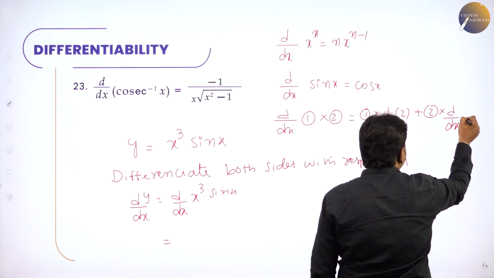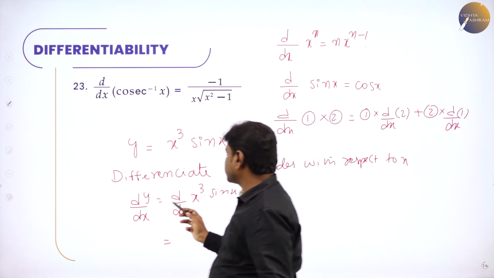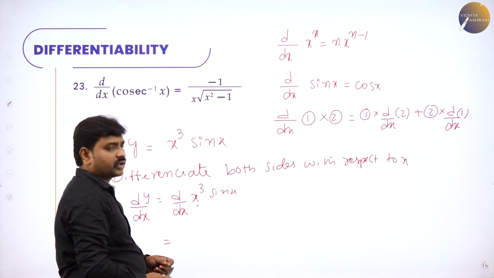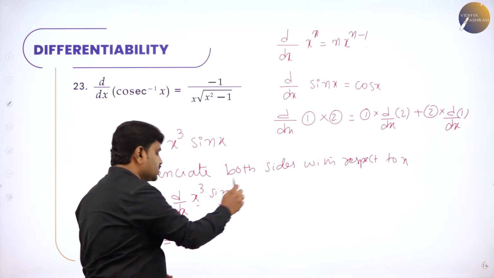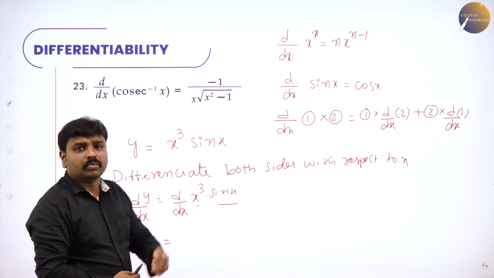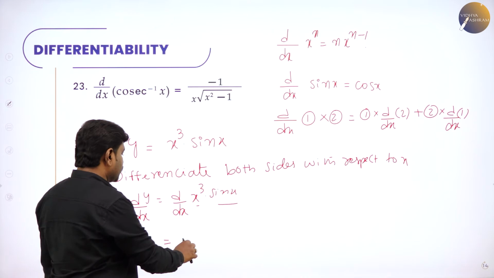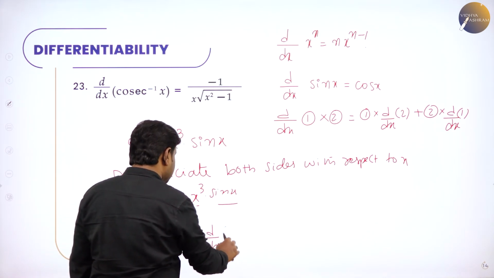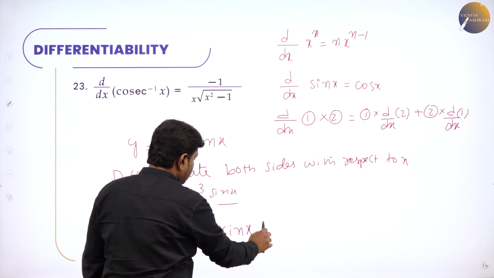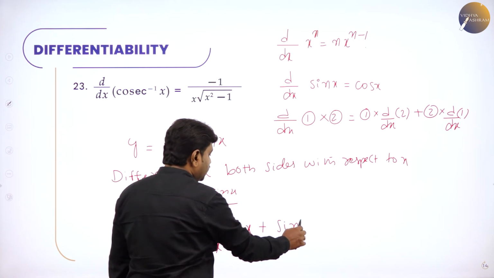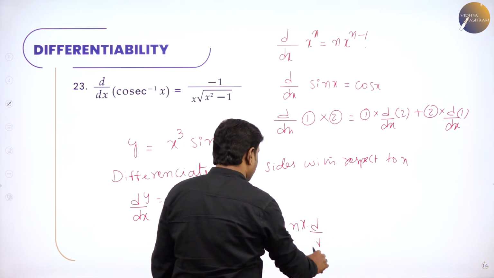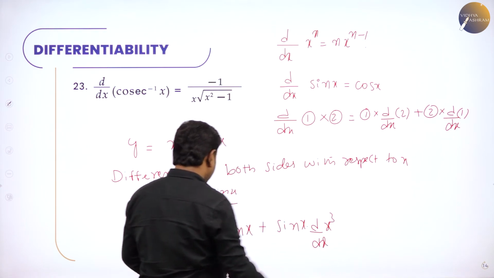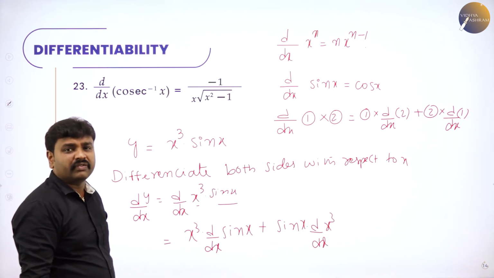Or we can also say UV rule. So now I have the first function. What is the first function here? X cube. Second function sin x. So you should use what rule? Product rule. What is product rule? First function x cube into d by dx of sin x plus second function sin x into d by dx of x cube. So first into derivative of second plus second into derivative of first.